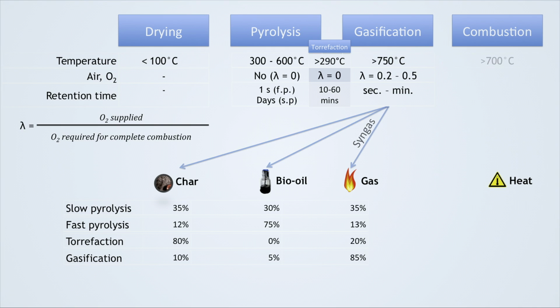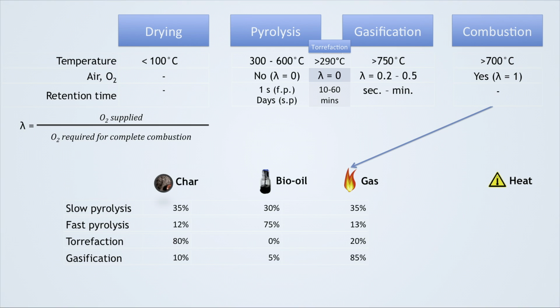Combustion is our last process. Combustion occurs at higher temperatures, over 700 degrees Celsius, in the presence of oxygen, with lambda higher than 1. Burning is how you and I would normally refer to this process. Combustion is the oldest way of using biomass and accounts for over 97% of the world's bioenergy production. During combustion, organic matter is decomposed to produce mainly gases, carbon dioxide and water vapor, as well as ashes. The chemical energy is released as heat.